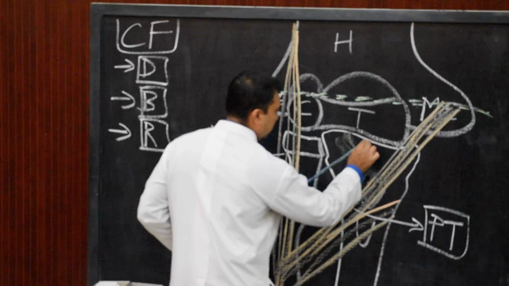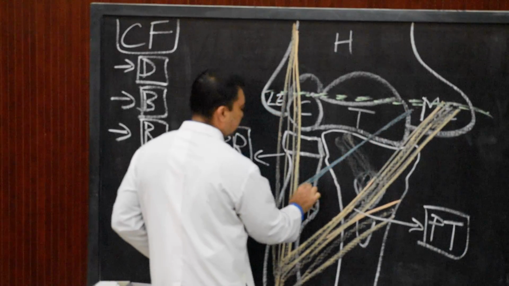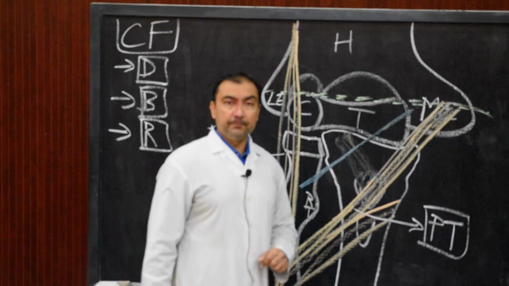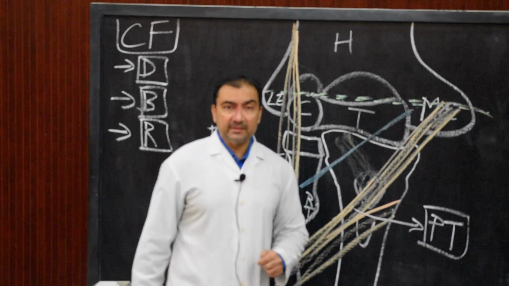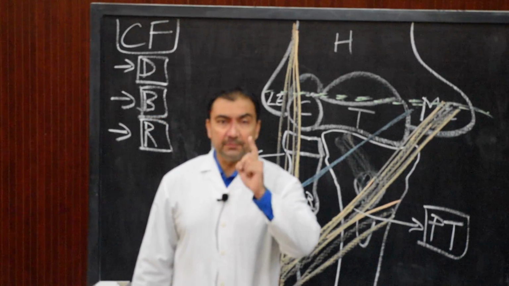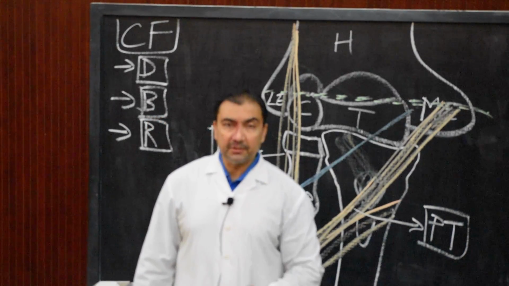And this will be the median cubital vein. It is joining the cephalic vein with the basilic vein. So structure number two which is present in the roof will be the median cubital vein. Structure number one is the bicipital aponeurosis. Structure number two is the median cubital vein.